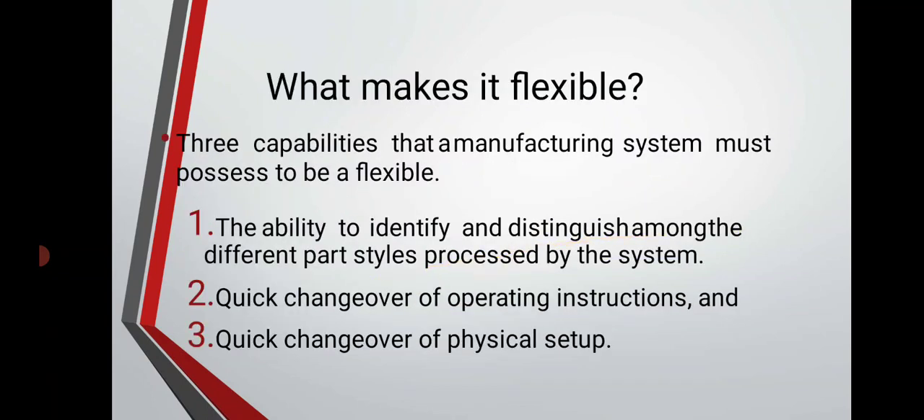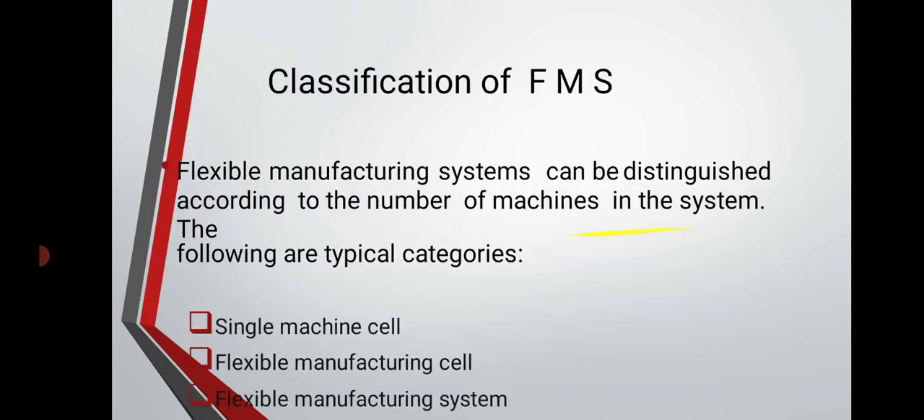What makes it flexible? There are three capabilities that a manufacturing system must possess to be flexible: the ability to identify and distinguish different part styles processed by the system, quick changeover of operating instructions, and quick changeover of physical setup. These are the reasons we use flexible manufacturing systems.